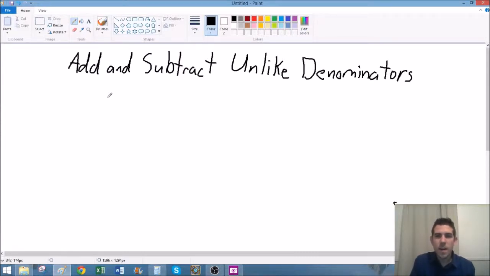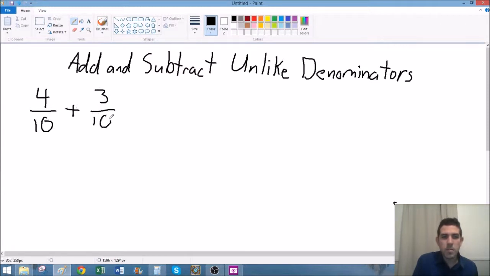Today we're going to talk about adding and subtracting unlike denominators. The last video was like denominators. This time it's going to be unlike denominators. So just a refresher, if we have like denominators, meaning the bottom numbers are the same, we just add the tops and keep the bottom the same. Easy.